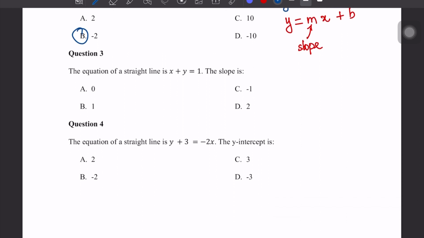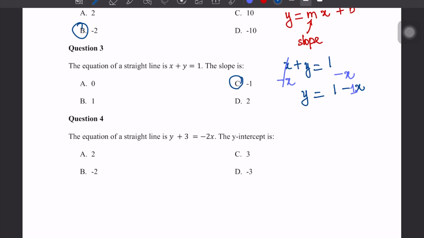Question 3. The equation of a straight line is x plus y equals 1. So they provide you the standard form. You need to change it to the form y equals mx plus b. So I subtract both sides by x. This one would cancel out. y equals 1 minus x. And the slope would be the coefficient that attaches to x. Actually, minus x means minus 1 times x. So the coefficient or the slope would be negative 1.